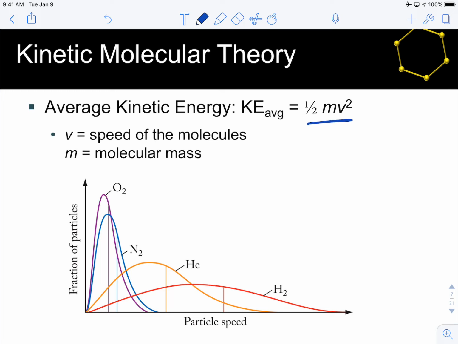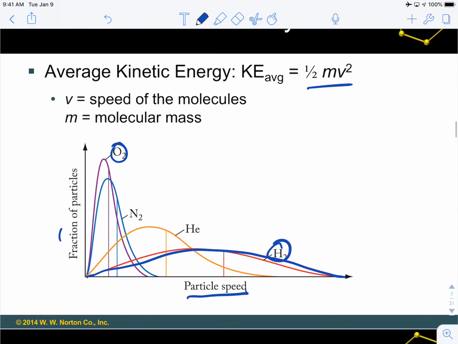And what you notice here is that in the particle speed versus the fraction of the particles, the lightest gas, which is going to be hydrogen, obviously has a greater speed on average. It still covers the entire range, but its average speed is much greater than oxygen, which is much heavier. So the lighter the gas, the faster it moves, and that's not rocket science. You might have guessed that. You might have known that already.